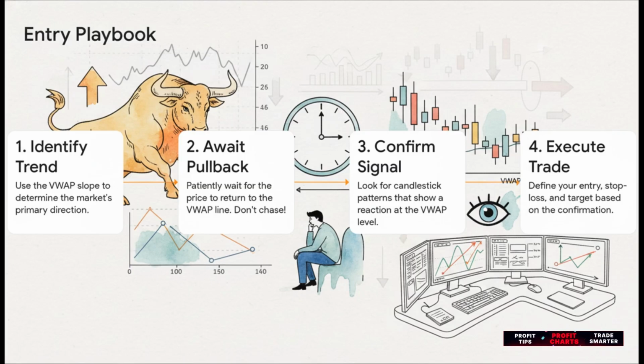And only then do you move to step 4, plan and execute the trade. With your confirmation in hand, you enter with a predefined stop loss, maybe just below the recent swing at the VWAP, and a clear profit target.